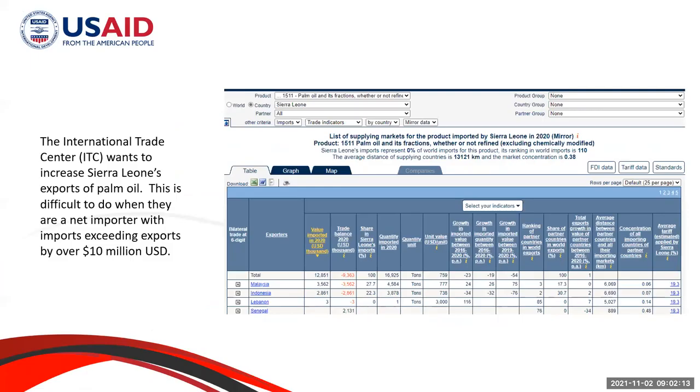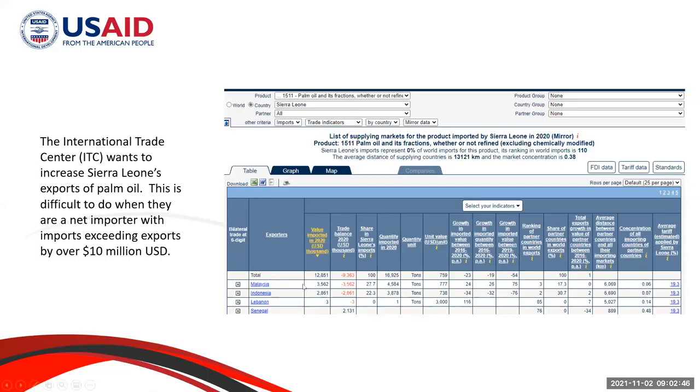Now, we did a similar thing. ITC hired me to do research on increasing Sierra Leone's exports of palm oil. Same type of situation. We came back and said, why did you hire me to look at exports when in fact they're importing about $10 million more than they export? I'm still in an argument with the ITC. They're like, that can't be accurate. And I laughed and said, but the numbers are coming from your site, from your database. So the numbers are not always accurate, but they do give you a place to start.